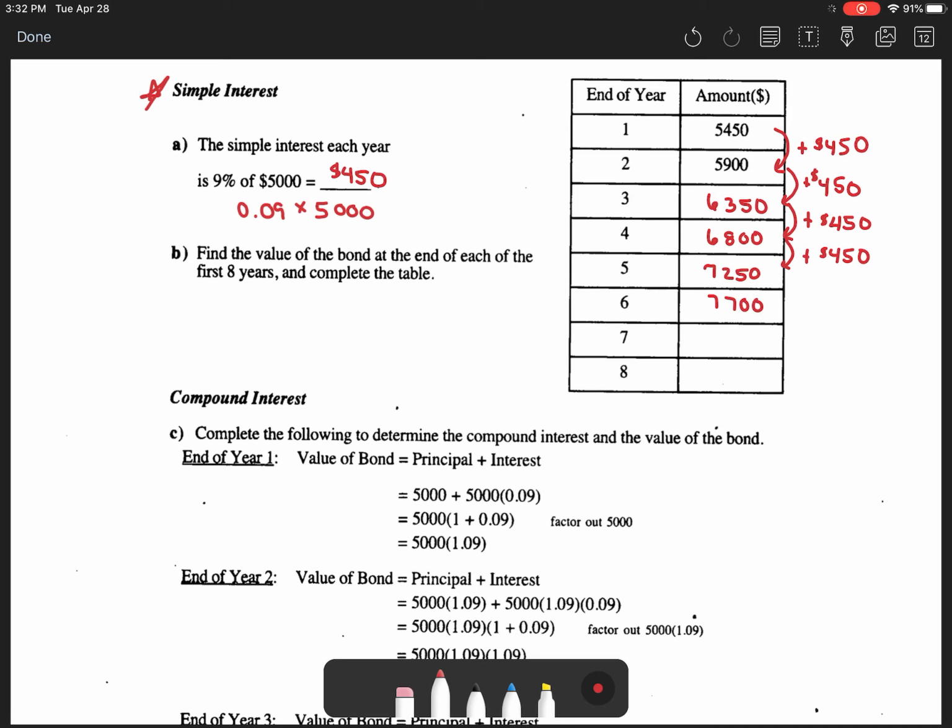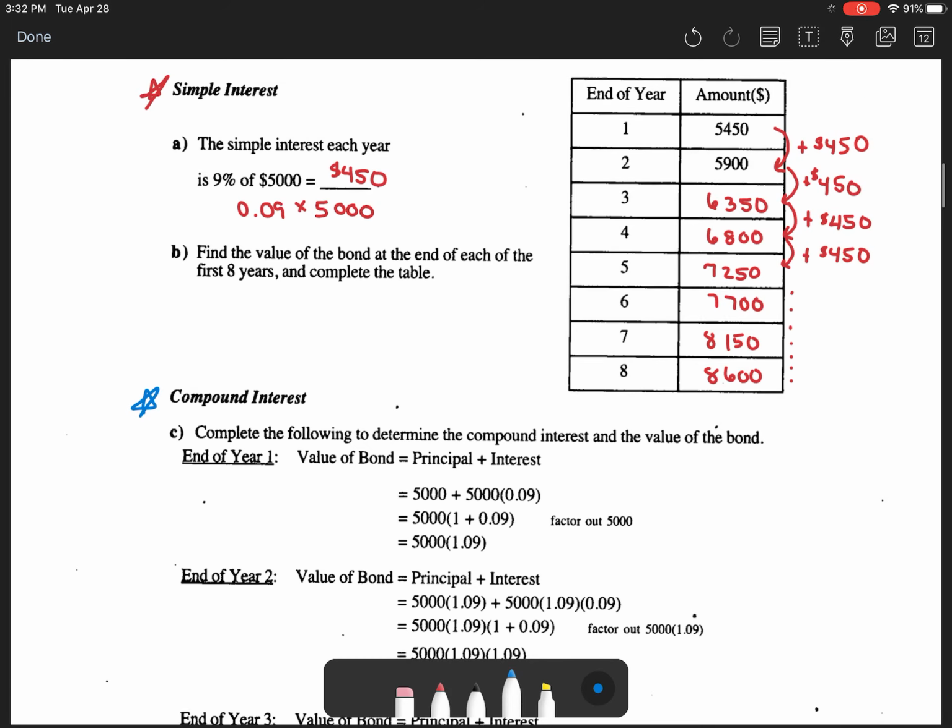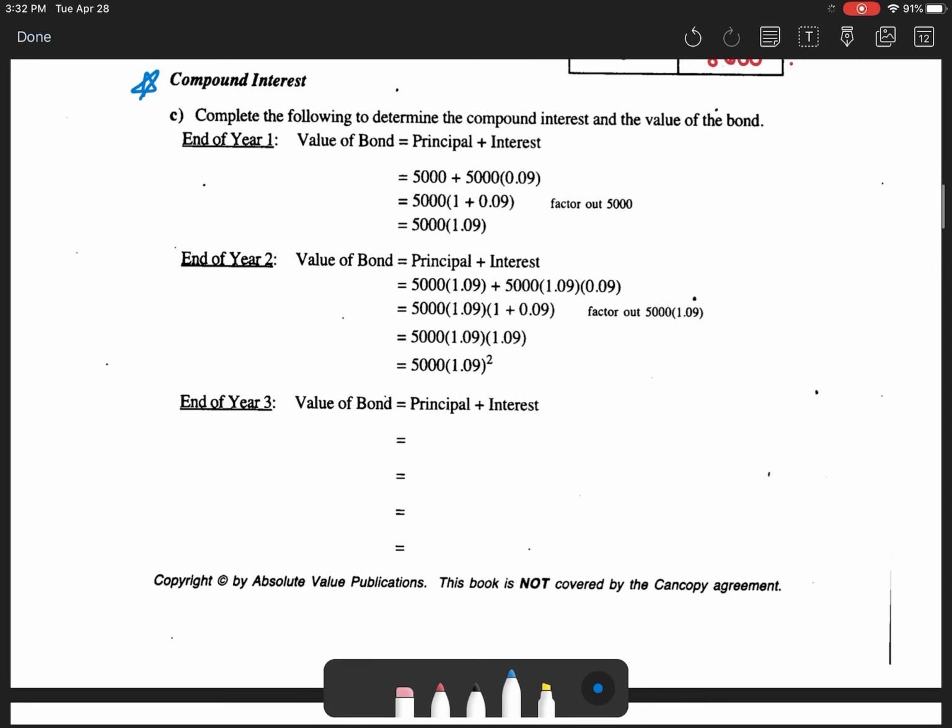$6,350. At the end of year 4, $6,800. At the end of year 5, $7,250. $7,700 at the end of year 6. Year 7, I will have $8,150, and finally at the end of year 8, $8,600. So I'll just go etc. like this all the way down. I'm continuously adding $450 every year, and that's basically simple interest. That's the way it works.